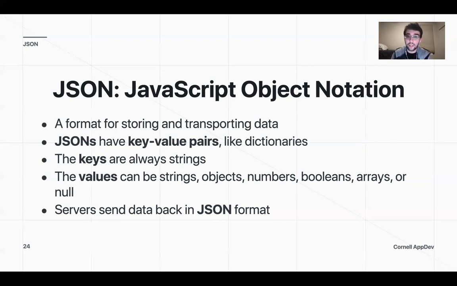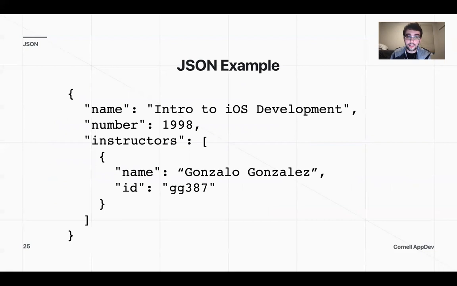So you want to send a JSON to a server, and a server will also send data back through that JSON. This is what a JSON looks like. You have the braces, which is the root of this JSON. And then you have these keys in this JSON. You have the name key, which corresponds to the string intro to iOS development. You have a number key, which is 1998.